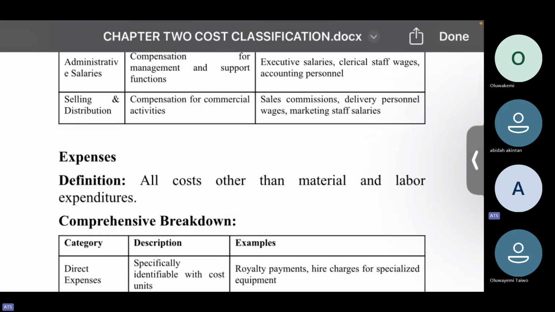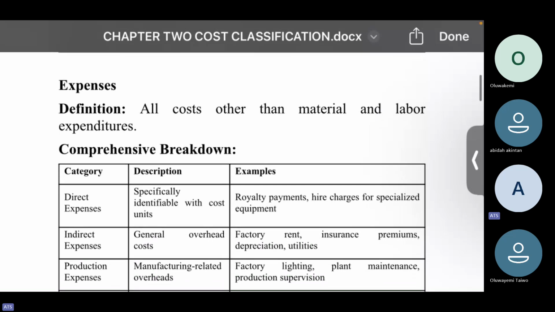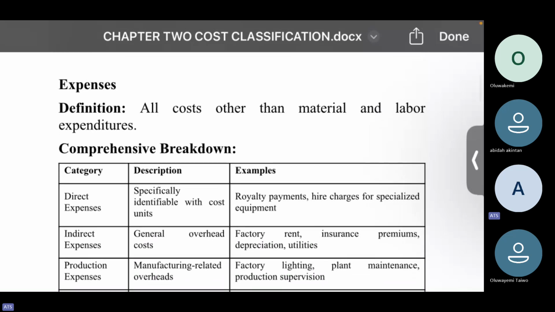Now, all other costs other than material and labor, we just classify them as other expenses, right? A good example: you have things like royalty payments, or maybe you hire specialized equipment for your goods, or you pay things like rent and insurance, all those other things that come together to fully make your finished products. That cannot necessarily be classified as human effort or as a material cost. They fall under this category of expenses.